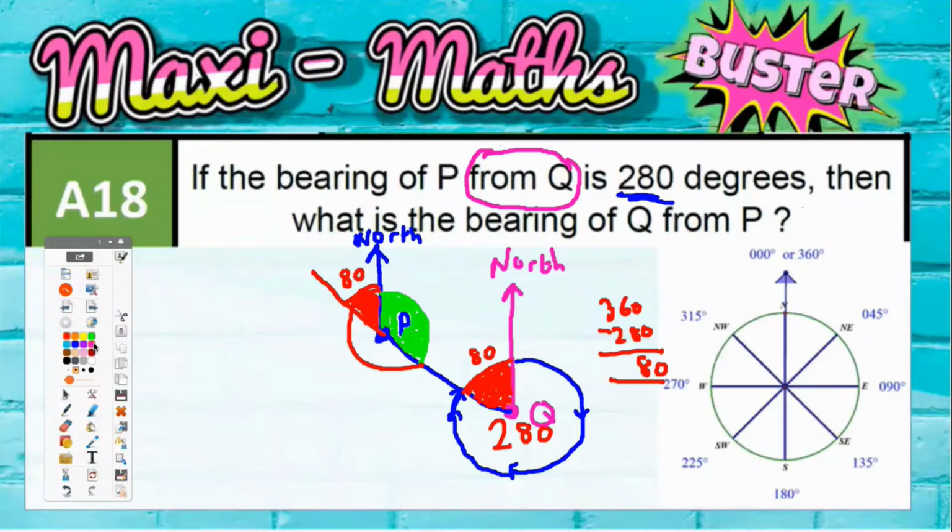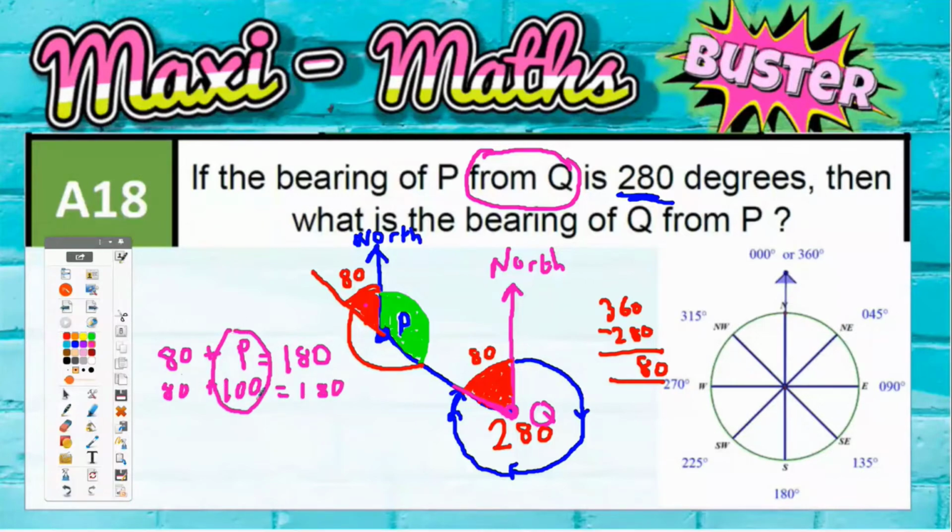Now, that is not the answer because we're actually wanting the green angle. It's the green angle that is the bearing of Q from P, the direction of Q coming from P. So what we do know is that the red plus the green is angles on a straight line. So the 80 plus whatever P is must equal 180 degrees because that's angle on a straight line. Therefore, P must be 100 degrees because 80 plus 100 is 180 degrees.